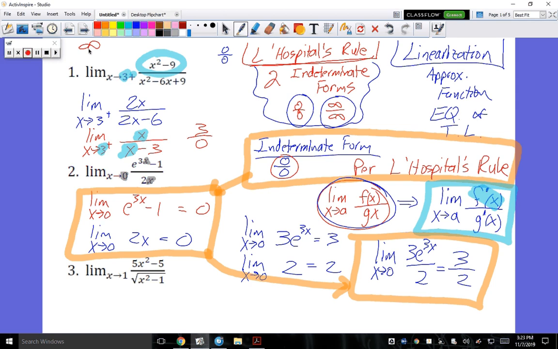L'Hopital's rule you can still use, but the reason you have to do something a little different on this one is that it's not a general limit. It's a one-sided limit that you have to approach just from the right. So you have to do a little bit more if it's a one-sided limit. Cool? All right. So let's go now to number 3.